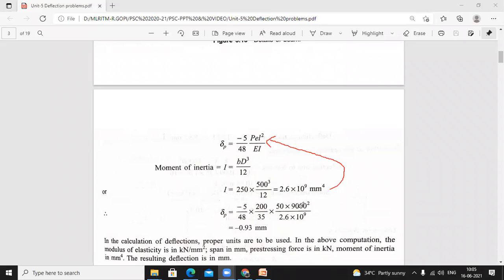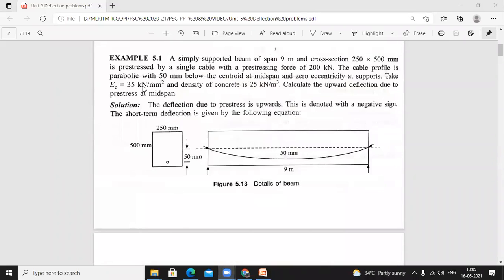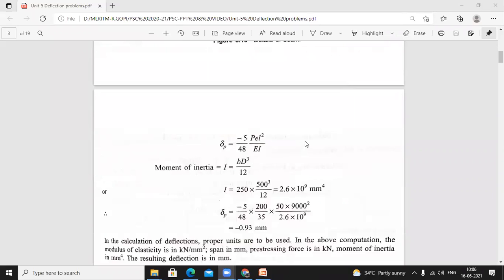So 9 meter I converted into mm, which means 9,000. Next, the I value is also 2.6 into 10 power 9 mm power 4. And you can see the Young's modulus value is also given in mm only. EC is equal to 35 kilonewton per mm square. So all the values you have to substitute in terms of mm only.